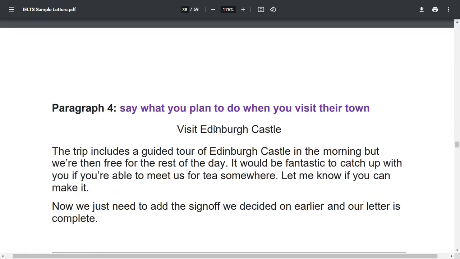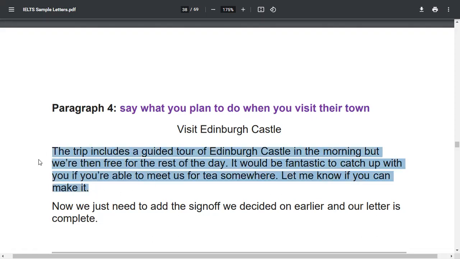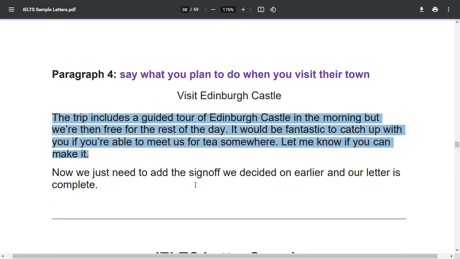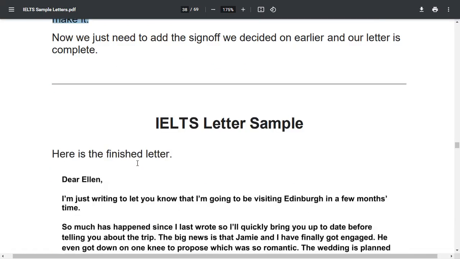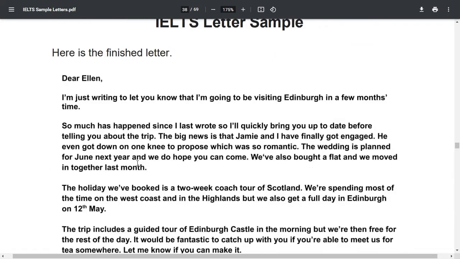Now the third bullet point, which is the last paragraph, says what you plan to do when you visit the town. I'm going to write, the trip includes a guided tour of Edinburgh Castle in the morning, but we are then free for the rest of the day. It would be fantastic to catch up with you if you are able to meet us for tea somewhere. Let me know if you can make it. So now we just need to add the sign off we decided on earlier, and our letter is complete. So that's the final letter.